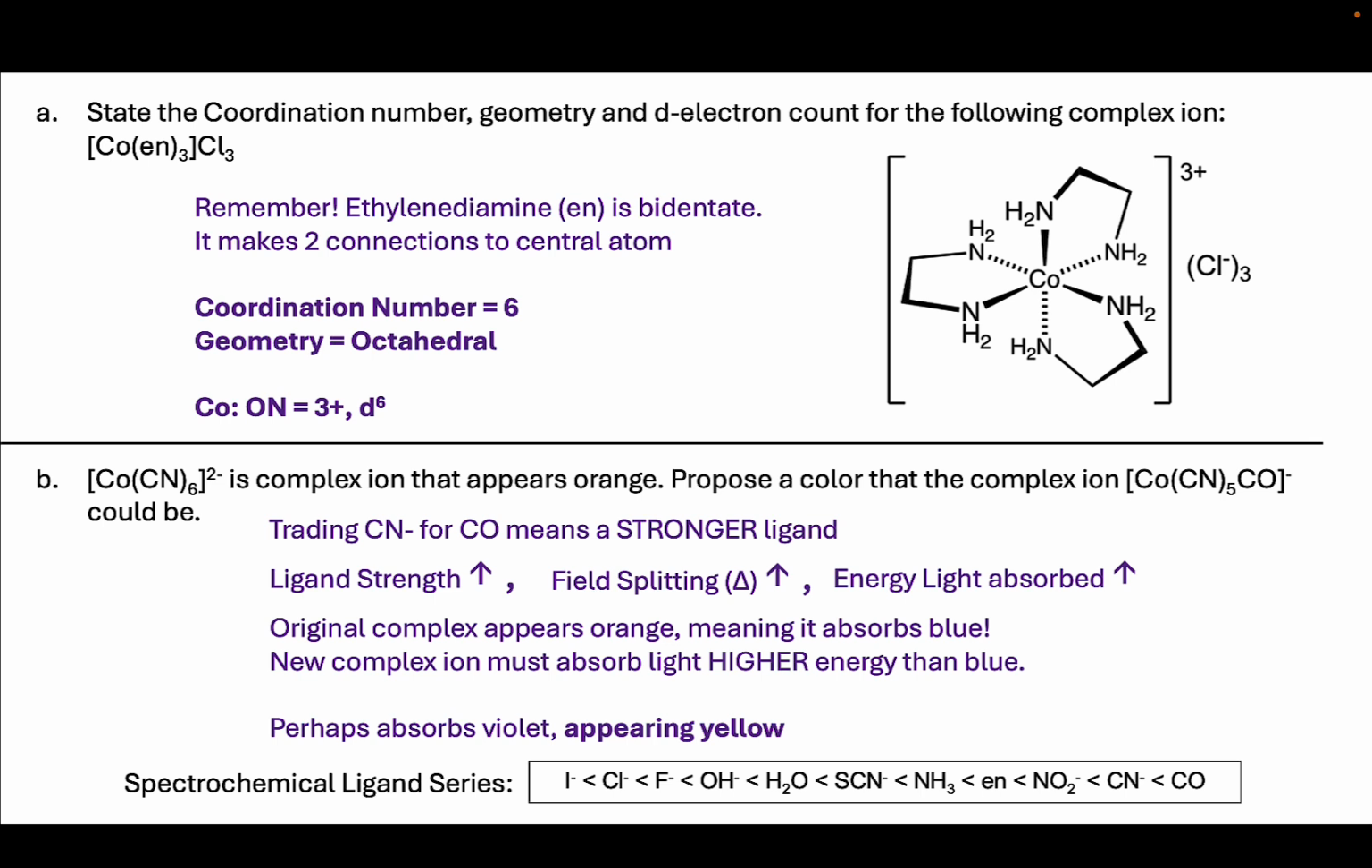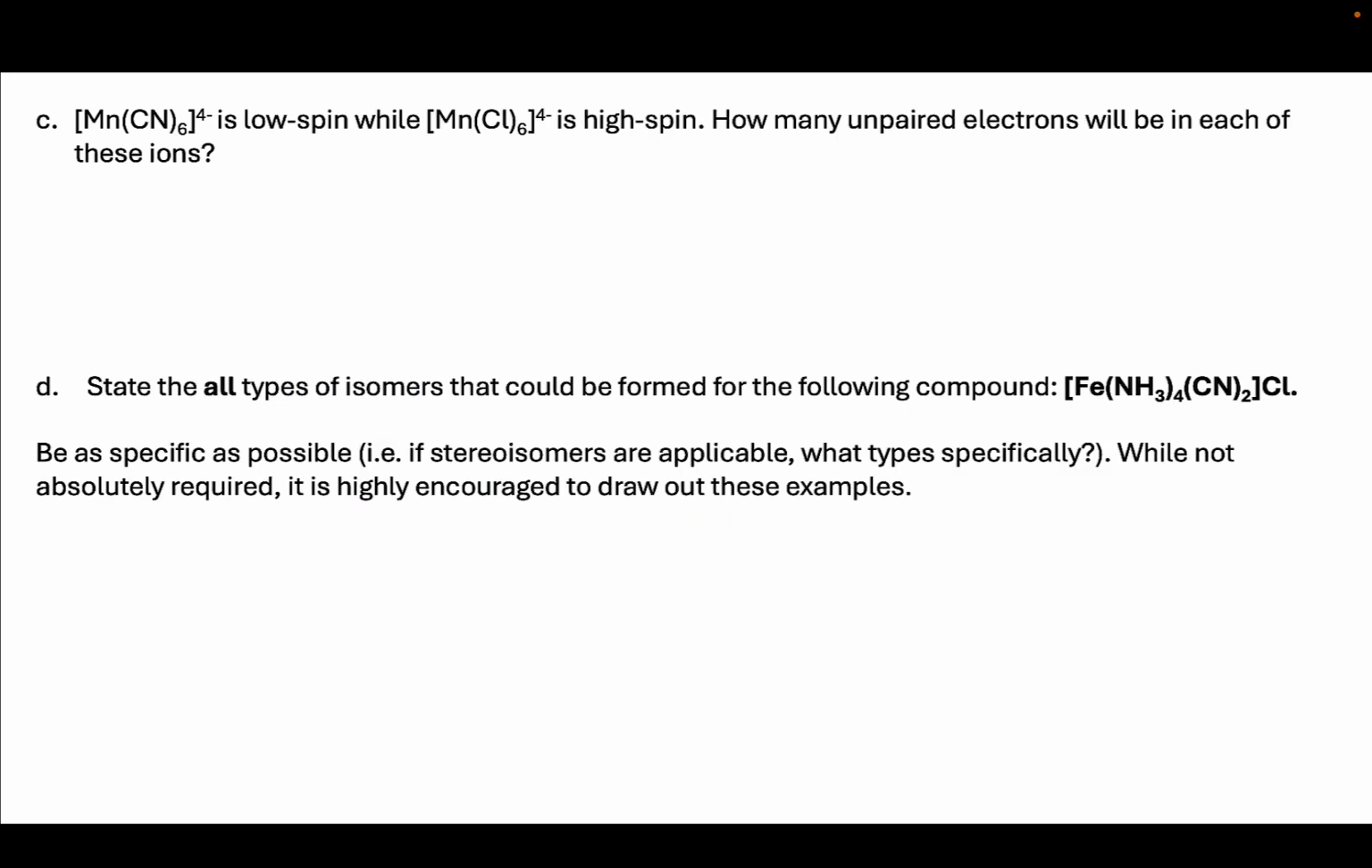That wouldn't work because green light is lower energy than blue light and wouldn't follow the increased ligand strength that we're looking at here. Okay, now we want to look at high spin versus low spin. We have two manganese complex ions, and we want to determine how many unpaired electrons are going to be in each of these. And so, when we're looking at unpaired electrons, we really need to know the d count. How many electrons are we even looking at in the first place?